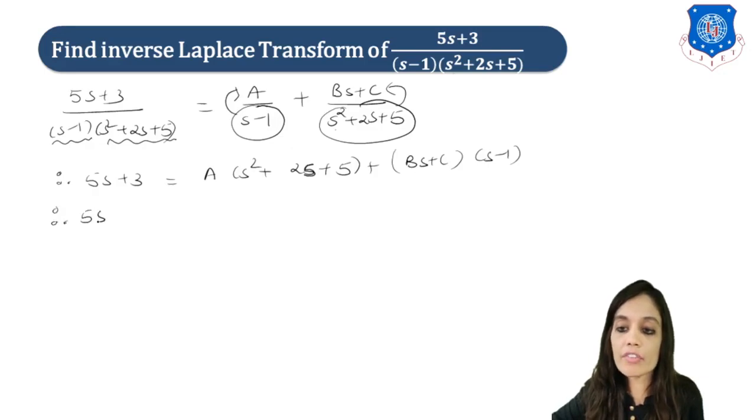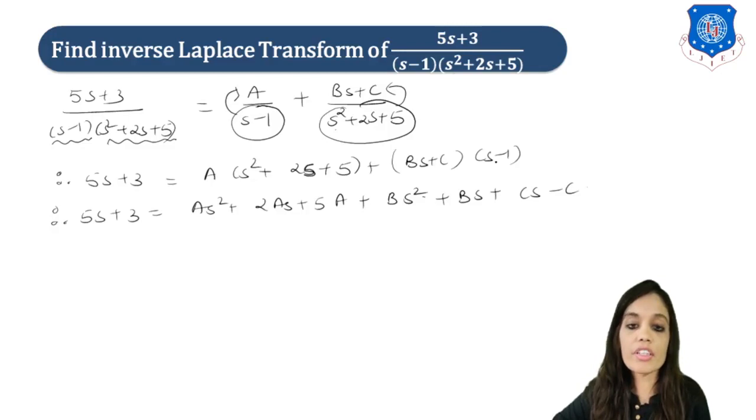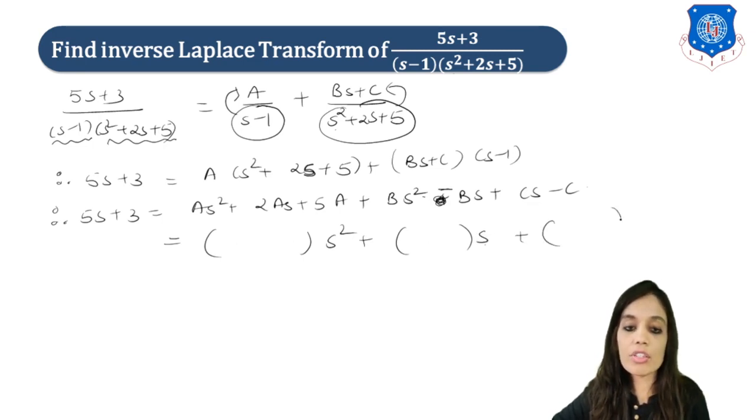So finally 5s plus 3 is equals to as square plus 2as plus 5a plus bs square, right, plus bs plus cs minus c. So this is what is remaining after opening the bracket. Here minus will come, okay. Now we will just separate s square, s and the constant terms and write the coefficient only.